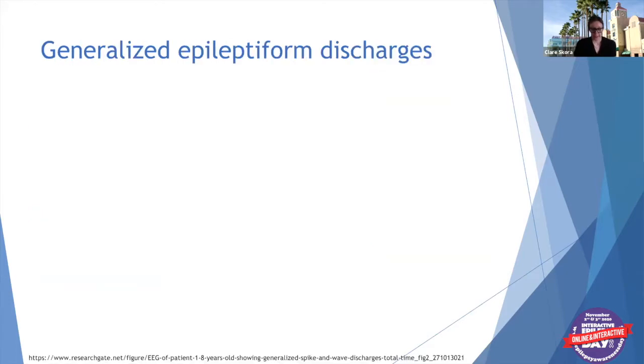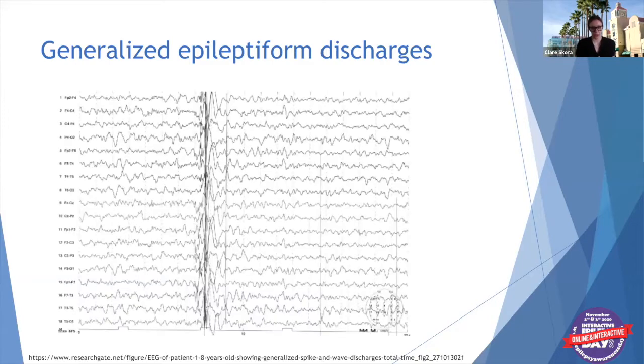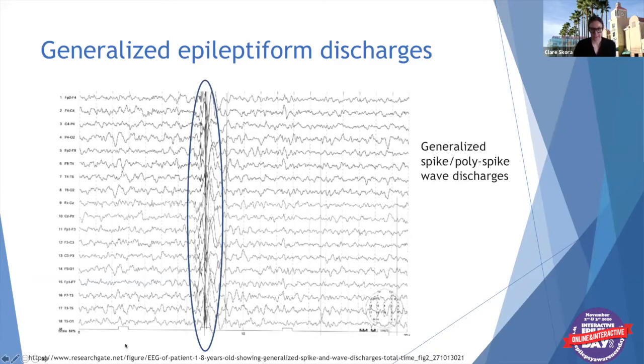So like I said, you can have focal and generalized epileptiform discharges that can be any combination of the sharp waves, spike waves. And so this is an example here. Hopefully you can obviously spot it. It's this high voltage interruption of the background. And this is generalized spike with some poly spikes, so a couple of them followed by slow wave. And these are not seizures, but they indicate that this individual is at a risk for having generalized seizures.